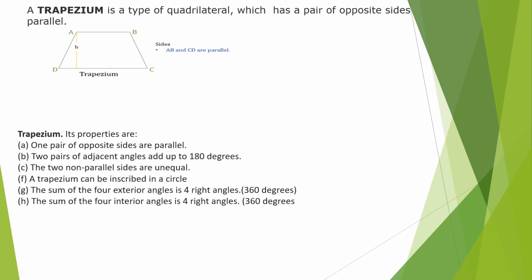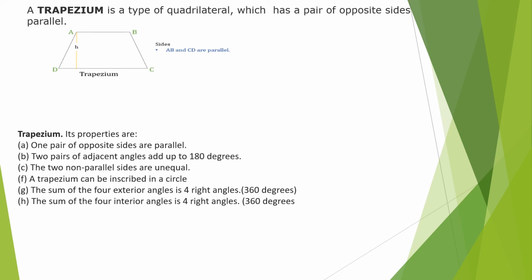The two non-parallel sides are unequal. Children, here AD and BC are non-parallel sides. They are not equal in measure. Then a trapezium can be inscribed in a circle. That means we can draw a cyclic circle for a trapezium. That means we can fit a trapezium in a circle.